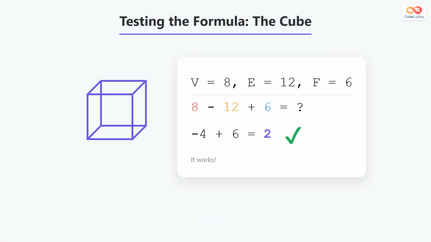Let's test this formula with our cube numbers. We had 8 vertices, 12 edges, and 6 faces. So 8 minus 12 is -4. -4 plus 6 equals 2. The formula works perfectly.